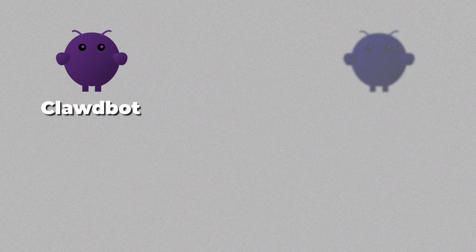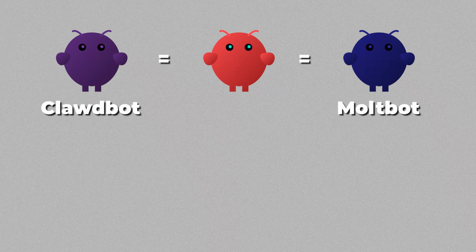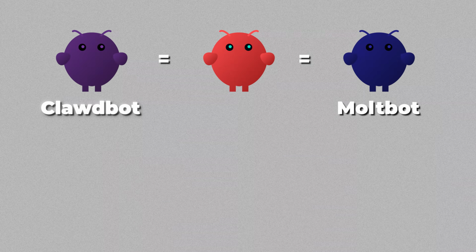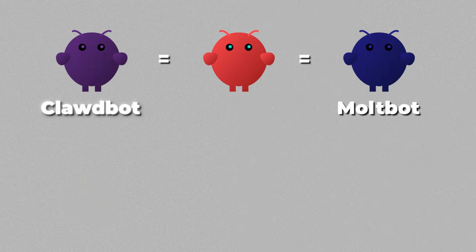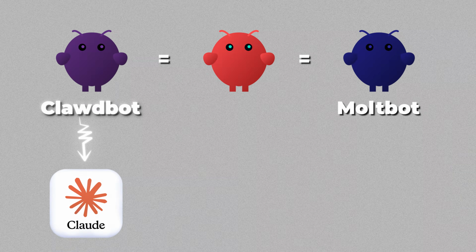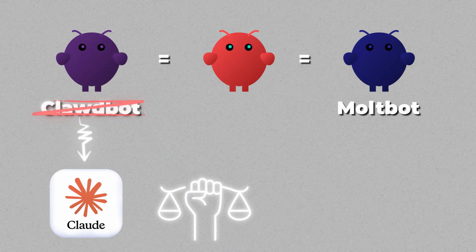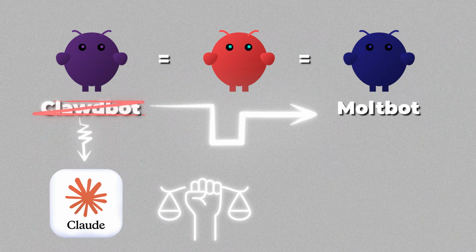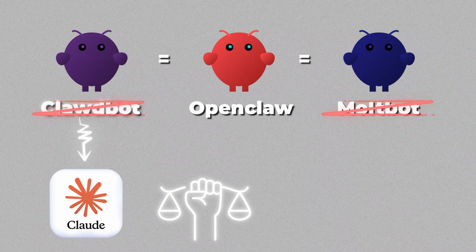Previously, you may have heard about Claudebot or Moltbot. All three are actually the same thing though. The name changed because Claudebot sounded a bit too similar to Claude, the AI platform. And there were some legal threats, so they decided to change their name to Moltbot. Realized that wasn't really a great name and ultimately settled on OpenClaw. OpenClaw is not made by Claude or any of the big AI companies actually.